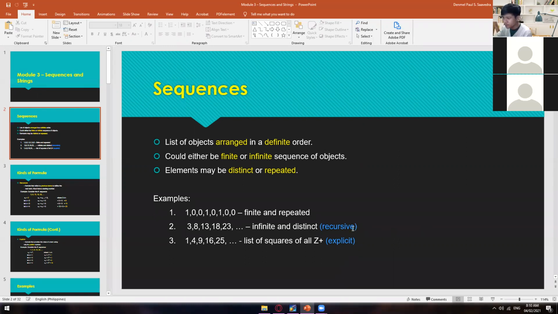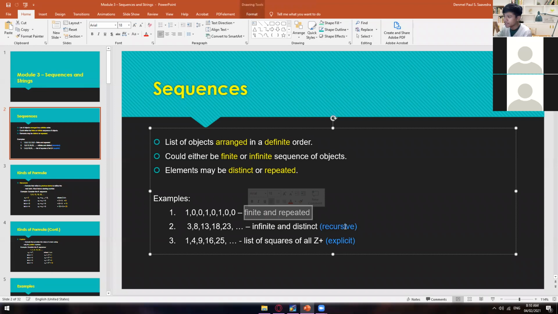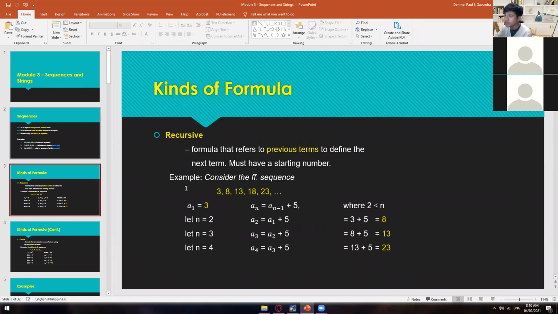Right, so I hope this one is clear. So it's finite and repeated, it's recursive, and then it's explicit. All right, so we have here the kinds of formula. So we will start with the recursive.